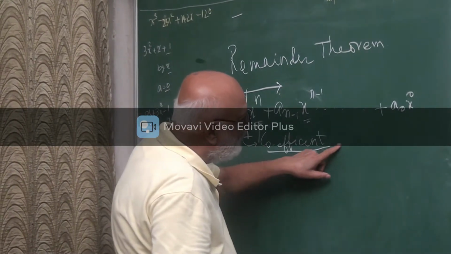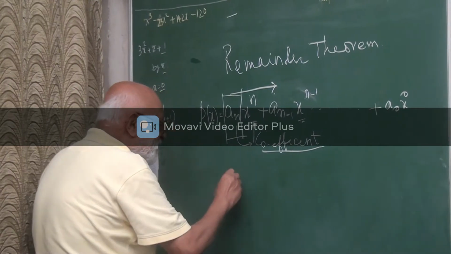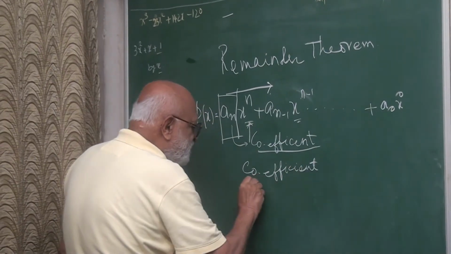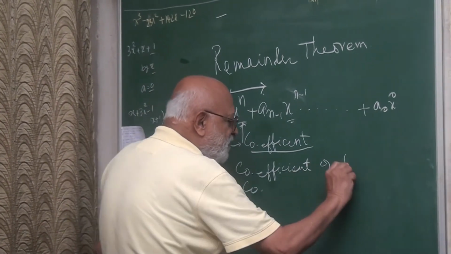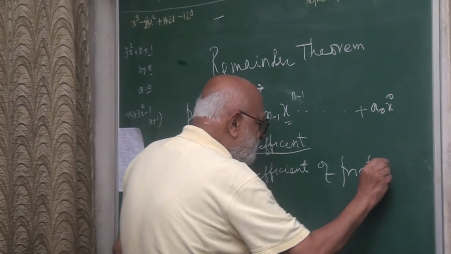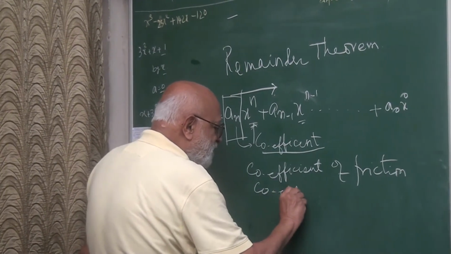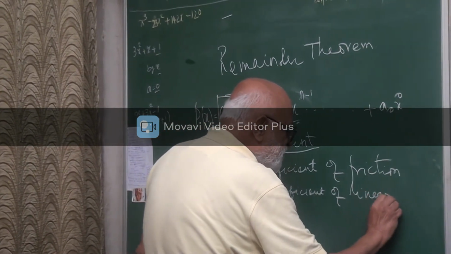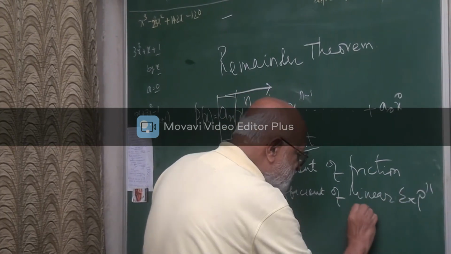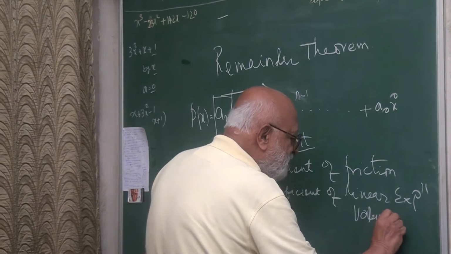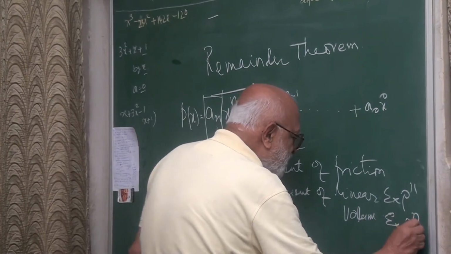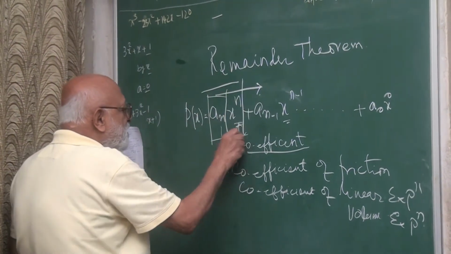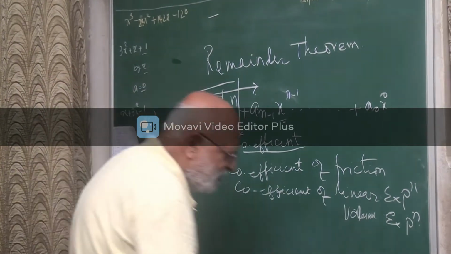You will come across coefficients in many parts of physics. For example, coefficient of friction, coefficient of linear expansion, volume expansion, area expansion, etc. So basically this coefficient changes the actual value of this particular term. Okay, so this is very important, you do it.